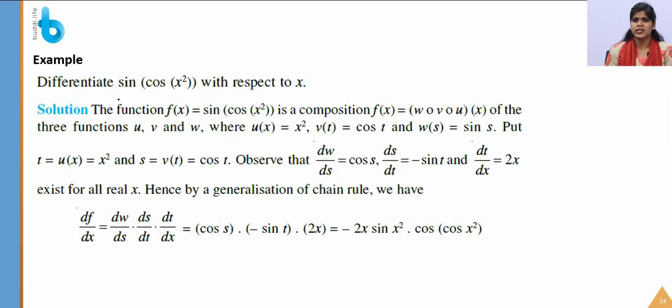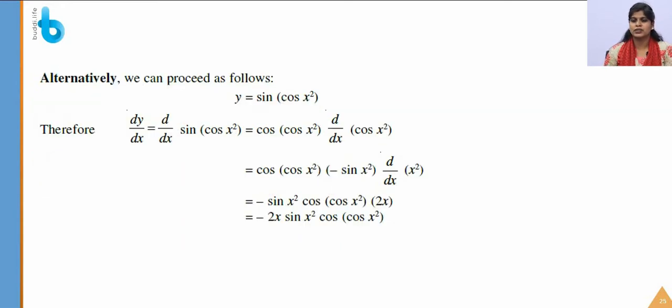See here another example. Differentiate sine of cos x square with respect to x. Again it is a composite of three functions here: sine, cos and a polynomial function. You can assign a function to each of them, one can be v, one can be w, one can be u. This is the same method which we did previously, but there is another method for the chain rule. We will do that now, the alternative method.